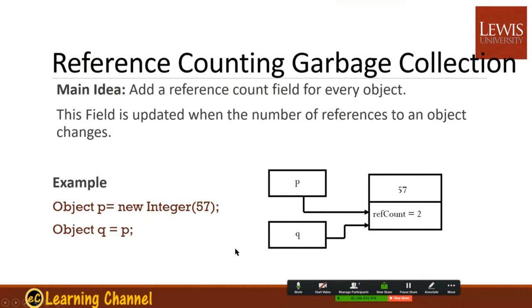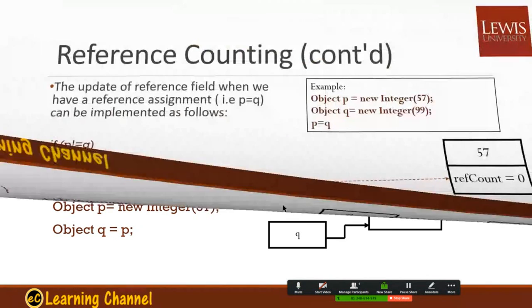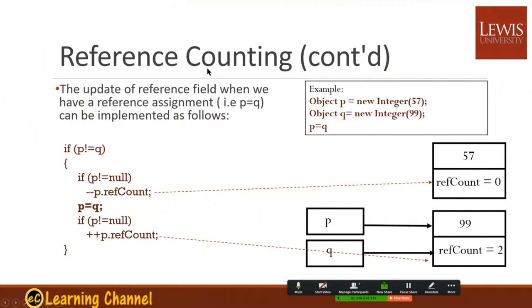So here is one method to do reference counting. As long as we keep track of the count of references for a certain variable, we know that when it drops to 0, that object becomes garbage. So we create an integer 57 and assign the pointer's address to Q. So both of them refer to it. So two references. And then we can do this.